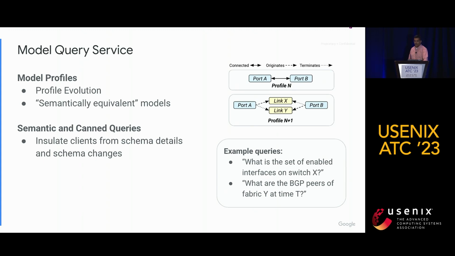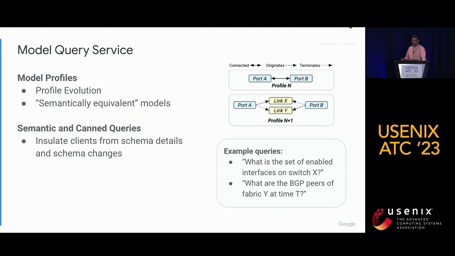Next, we built a model query service. As our understanding of the network grows and we introduce new technologies and concepts into the fleet, we needed a way to evolve how we model things in Malt. To do that, we designed the build service in a way that it would simultaneously generate semantically equivalent models in different profiles every time we generate a model set. In this example, originally we modeled 2 ports directly connected to each other, but then in a subsequent profile, we decided it would be better to represent the bidirectional links between them explicitly.